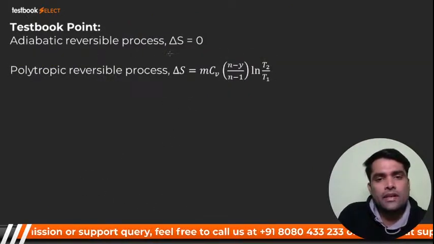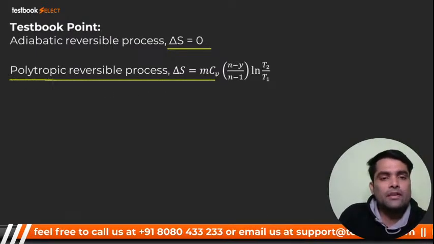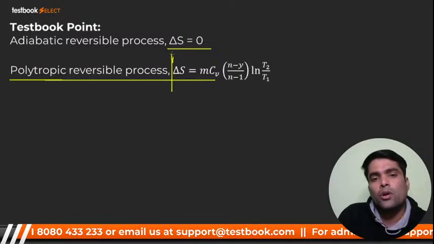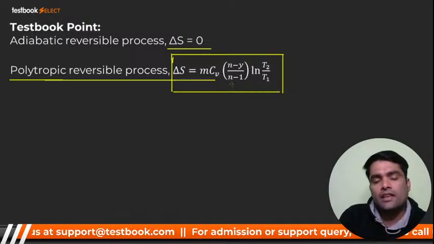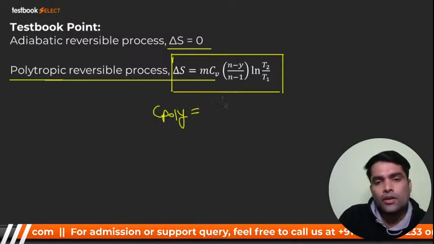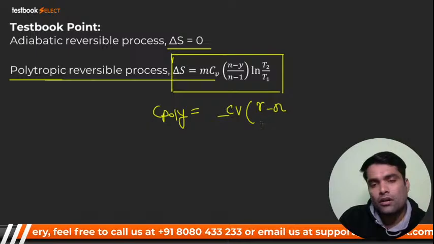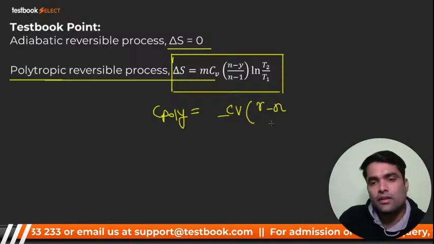एडियाबैटिक रिवर्सिबल प्रोसेस में डेल्टा एस इज इक्वल टू 0. पॉलीट्रॉपिक रिवर्सिबल प्रोसेस के लिए याद रखेंगे डेल्टा एस. समटाइम्स एग्जामिनेशन में पूछ सकता है कि कोई पॉलीट्रॉपिक प्रोसेस है और आपसे पूछ ले कैलकुलेट, बिकॉज आप जानते हैं सी पॉली क्या होता है बच्चा? सीवी, राइट. क्या होता है? गैमा माइनस एन अपॉन एन माइनस वन, सॉरी.